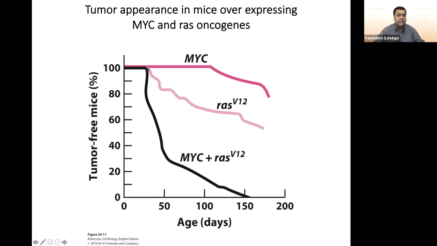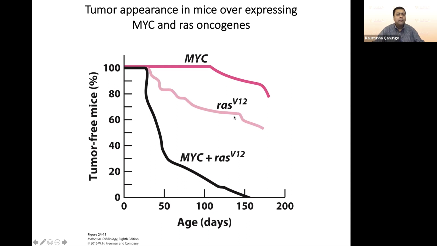The idea is that once this MYC is being produced by itself in the oncogenic form, you can see that the mice are tumor-free up to about 125 days, then a tumor happens. So you can easily see that MYC is a kind of weak oncogene. So the mice were cancer-free for quite a bit of time.